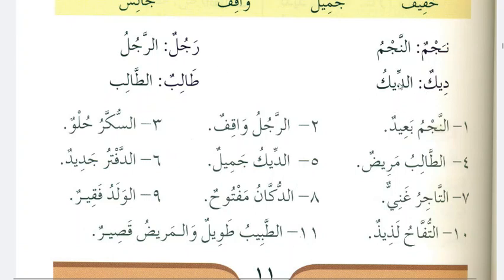Dikun, a rooster. Ad-Diku, the rooster. At-Talibu, the student. An-Najmu Ba'idun, the star is far. Ar-Rajulu Qa'imun, the man is standing. As-Sukkaru Hulwun, the sugar is sweet. At-Talibu Marizun, the student is sick. Ad-Diku Jamilun, the rooster is beautiful. Ad-Daftaru Jadidun, the notebook is new. Again, I recommend you to either upload your screen recording or write them in your notebook and upload it to Google Classroom.